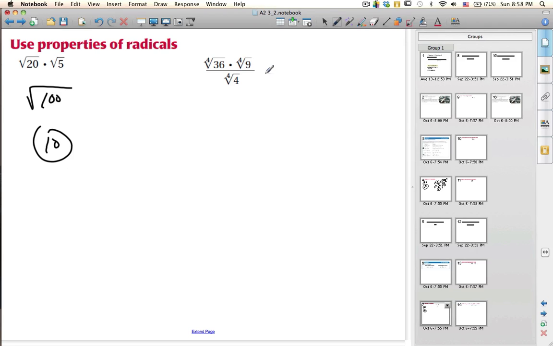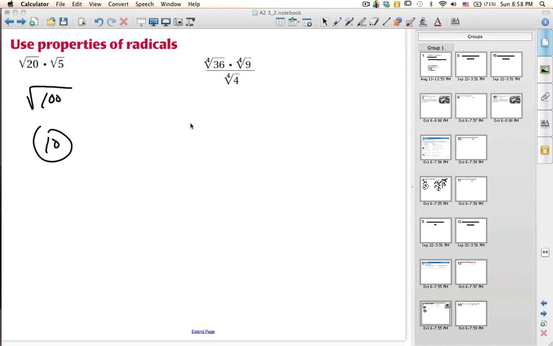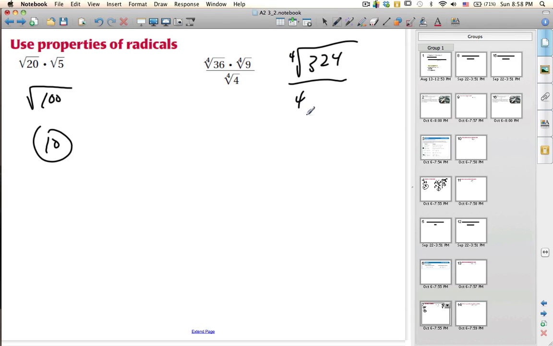Now when you're looking at these, they all have, again, the same index. So I could multiply the 9 and the 36. 9 times 36 is, what, 270 plus 54. Let me make sure I do that correctly. I don't want to make a mistake. So 9 times 36, 324. So the fourth root of 324 divided by the fourth root of 4.